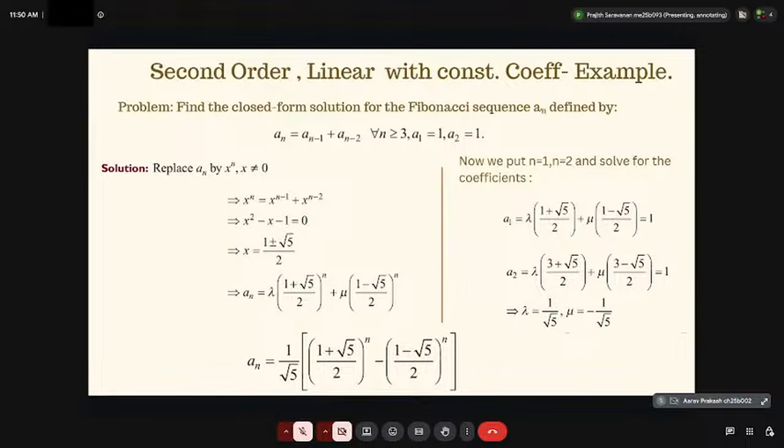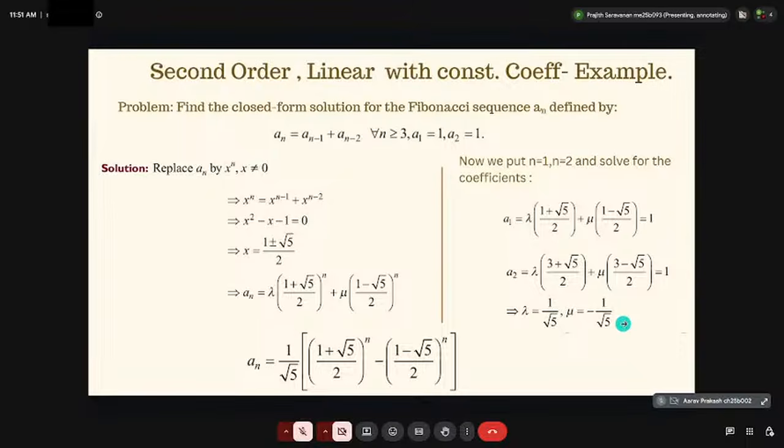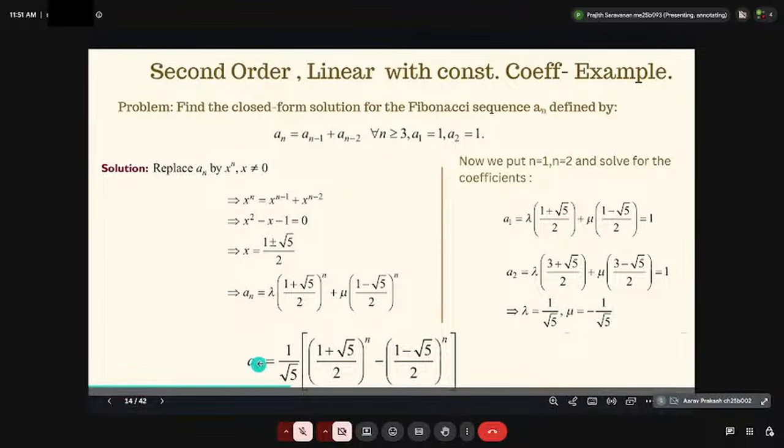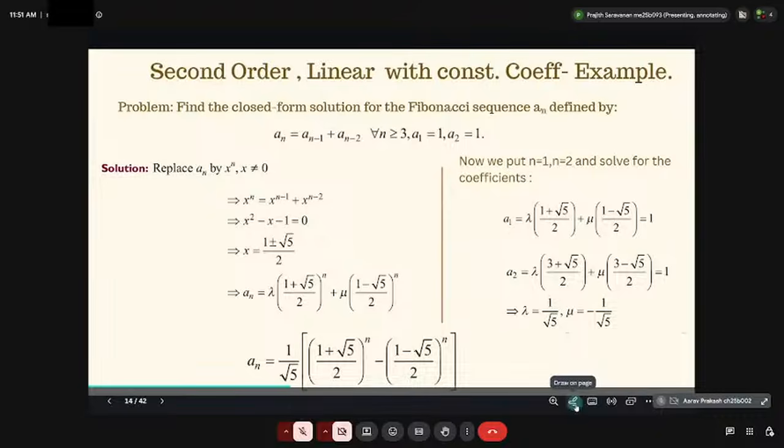Here is a question. This is the famous Fibonacci series which we have seen in the starting. This is a standard Fibonacci series, and this is how you solve it. Instead of finding terms one by one, we can directly find the thousandth term or 2000th term without finding all the previous terms. Again, the standard method of replacing by x^n. x is something which we don't know, we want to find it. We will put that in and simplify it. We'll get this, and we'll get two roots. x is (1 plus or minus root 5) by 2.